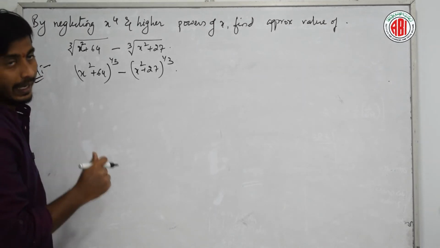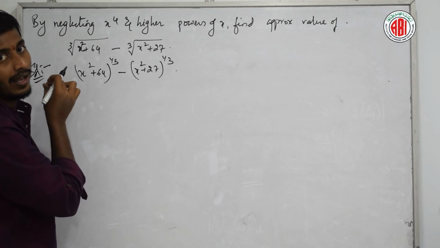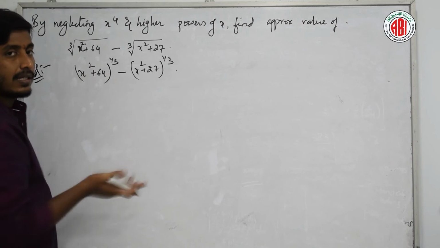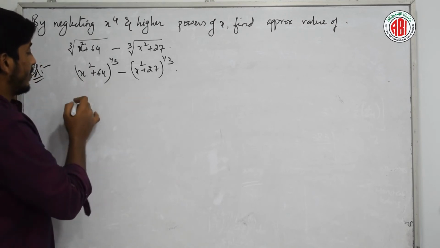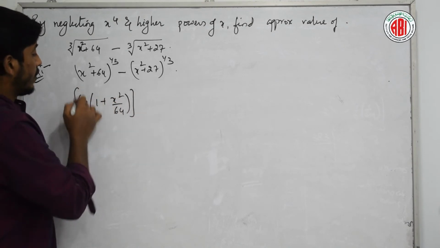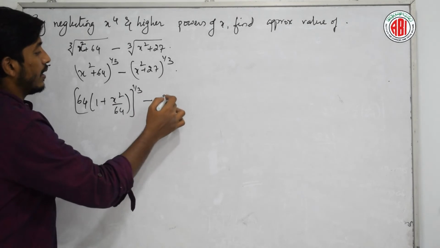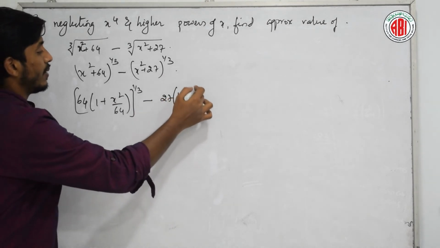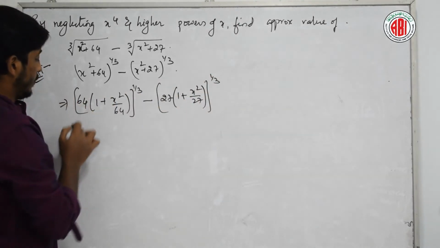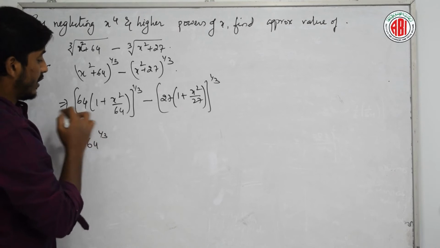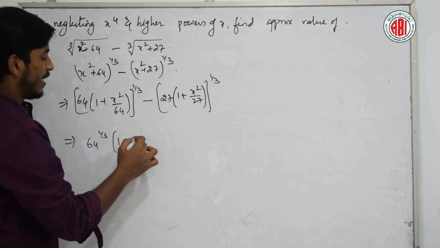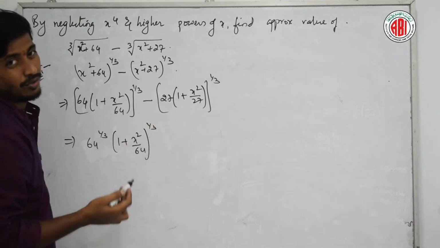We have to take 64 as common. Why? We have to get 1 here. Instead of taking x² as common, we'll take 64 as common. So this will be 64 into (1 + x²/64)^(1/3) minus, let me take 27 as common, this will be (1 + x²/27)^(1/3). Next is 64^(1/3) into (1 + x²/64)^(1/3). No issue.